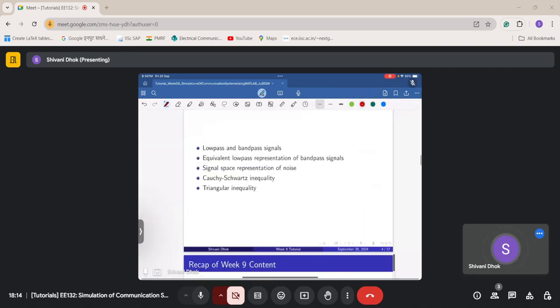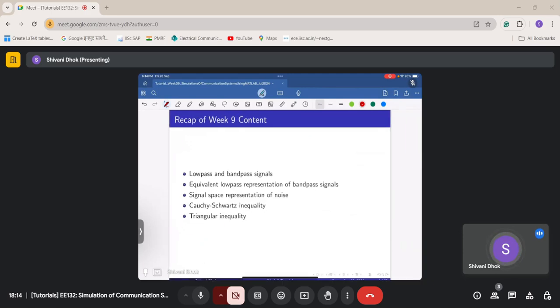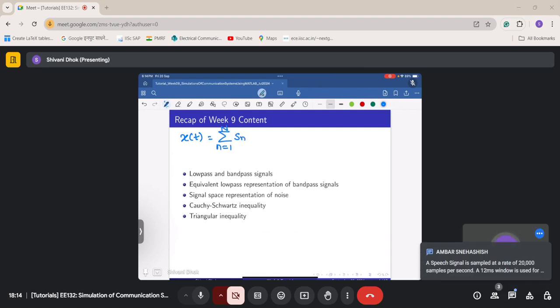After that, we looked at the signal space representation of noise. Why do we need this particular representation? We are transmitting some signal x of t, which has its signal space representation, let's say the summation over little n from 1 to capital N of some s n.